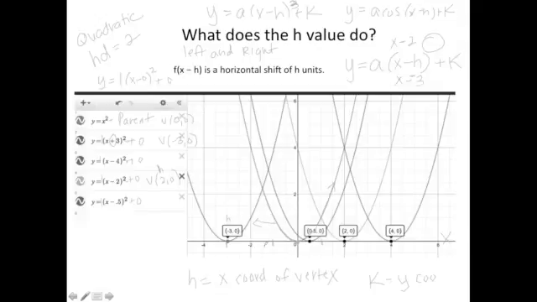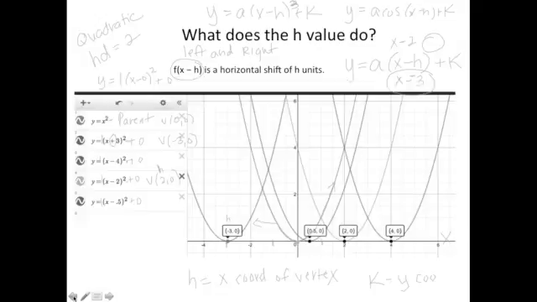So it is interesting, and I must point this out to you, that when you see x plus 3 in parentheses, it is actually translating, shifting in the opposite direction of what you may think. You may think that x plus 3 should move the graph 3 units to the right, but instead it moves it 3 units to the left, for this very reason that I just explained. 3 units to the left.